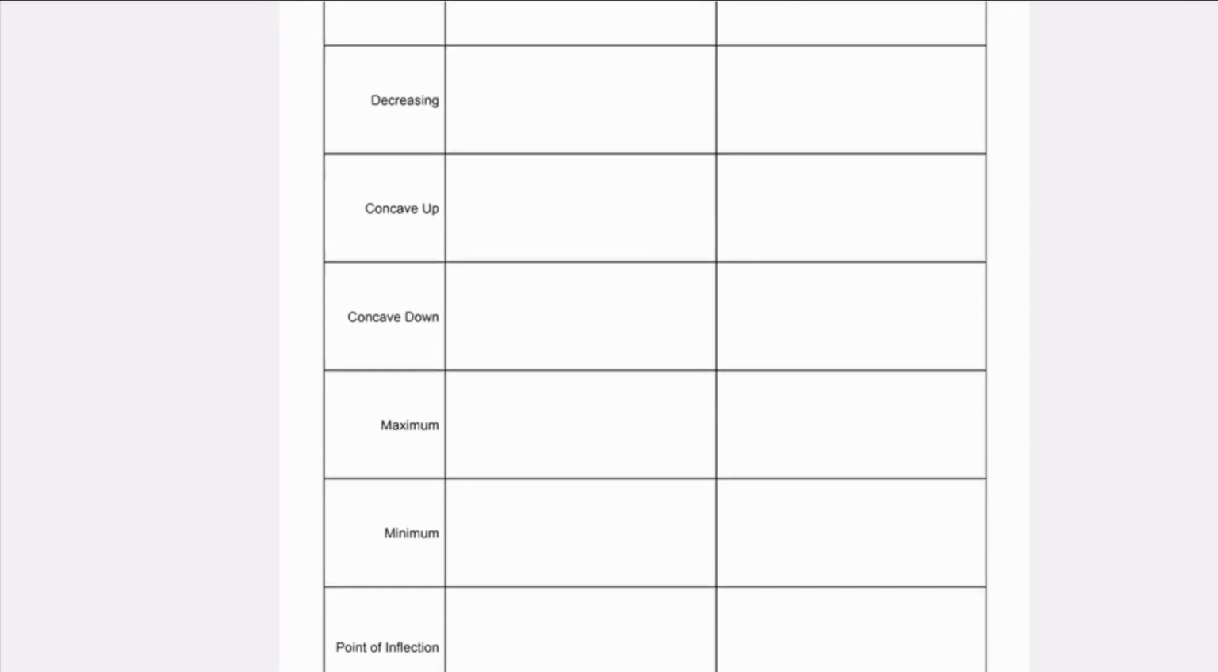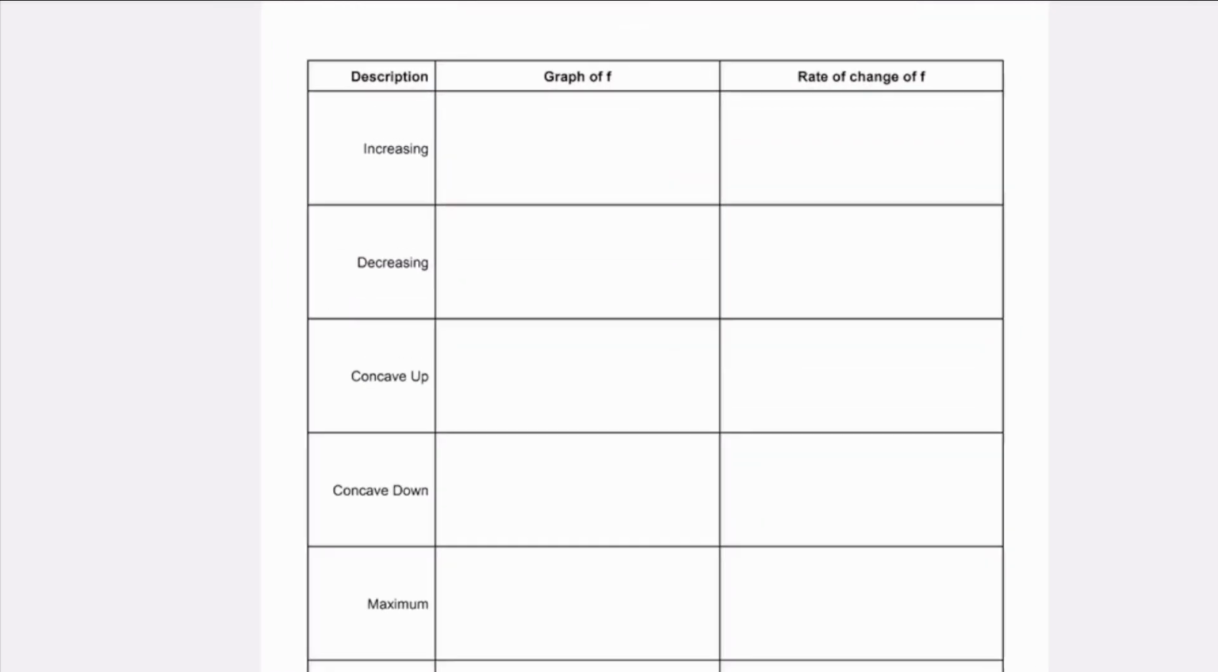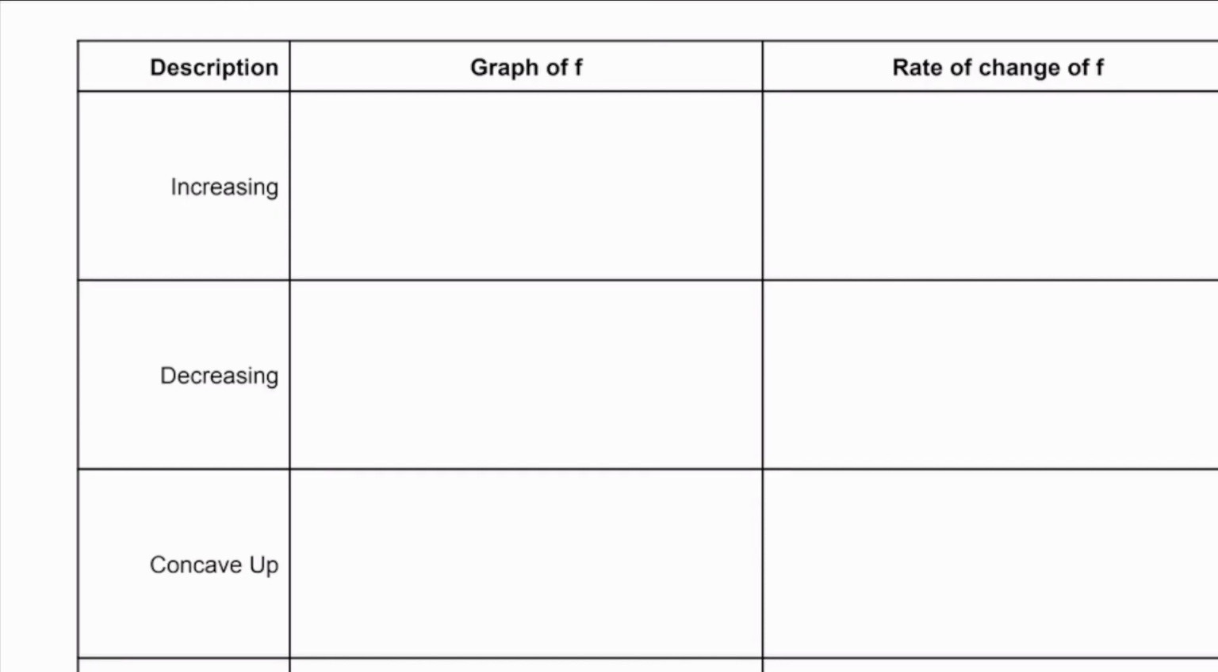Okay, what we're going to do is we're going to go in, increasing, decreasing, concave up, concave down, maximum, minimum, point of inflection, and kind of describe them in terms of the graph of the function and the rate of change, which would be like kind of the more wordy explanation. This is a different version of a grid that we make in my calculus class.